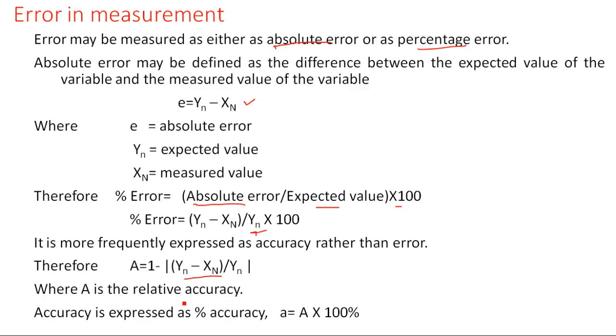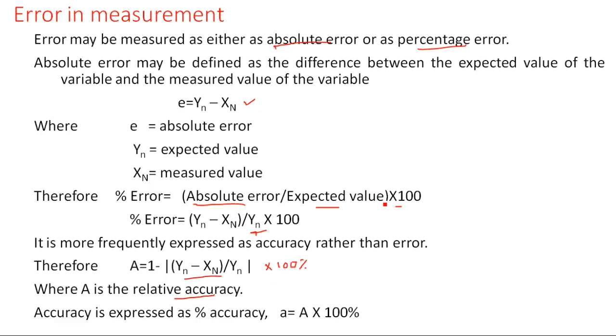where A is known as relative accuracy. Another term is percentage accuracy. If you multiply this by 100, then it becomes percentage accuracy.